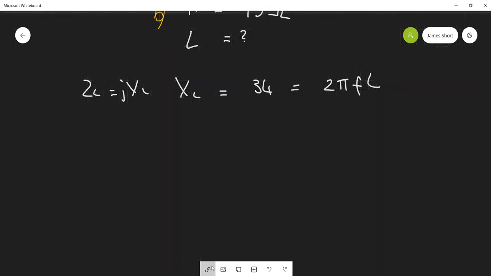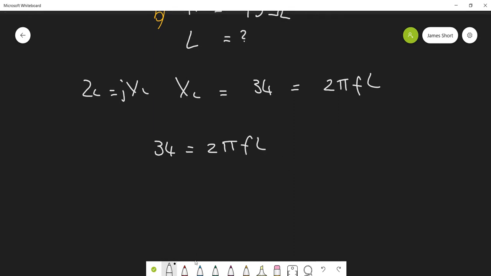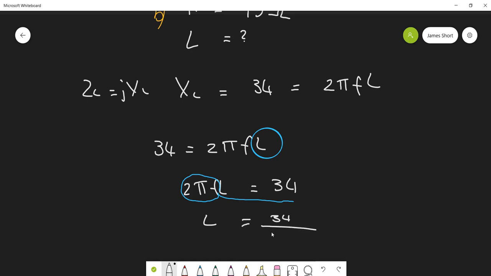So let's just rearrange this equation. We've got 34 is equal to 2 pi FL, and what we're looking for is L. So let's just take this to this side. We're going to take 2 pi F and take it under here. So L is 34 divided by 2 pi f.